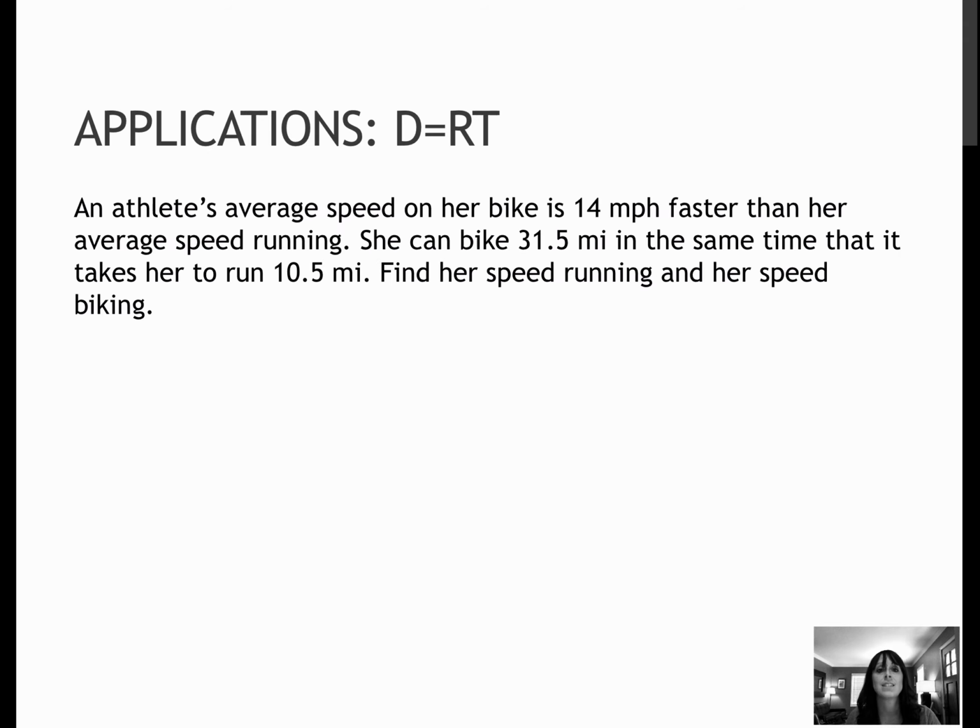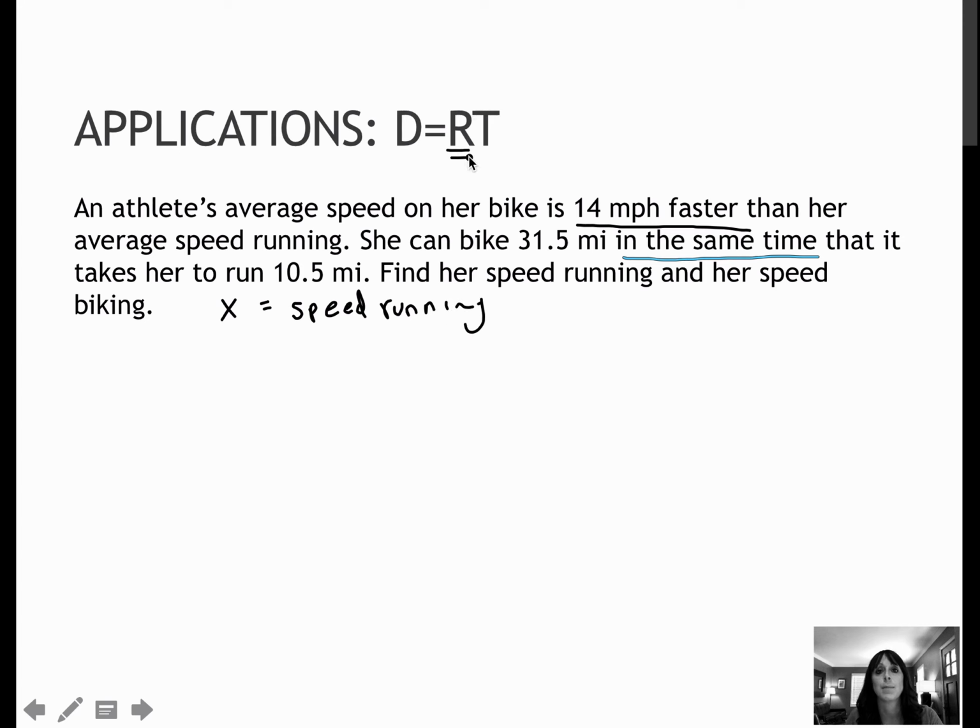An athlete's speed on her bike is 14 miles per hour faster than her speed running. She can bike 31.5 miles in the same time that it takes her to run 10.5 miles. So we're trying to find her speed running and her speed biking. We don't know either one. So let's let x equal her speed running.